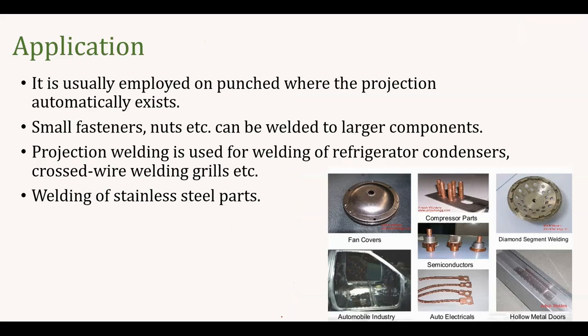In terms of applications, it is mostly used for punched parts where a projection automatically exists, and small fasteners, nuts, etc. can be welded. Projection welding is used for welding refrigerator condensers and crossed wires. There are a lot of applications, such as you can see fan covers, compressor parts, and automobiles. A lot of applications are there for projection welding.